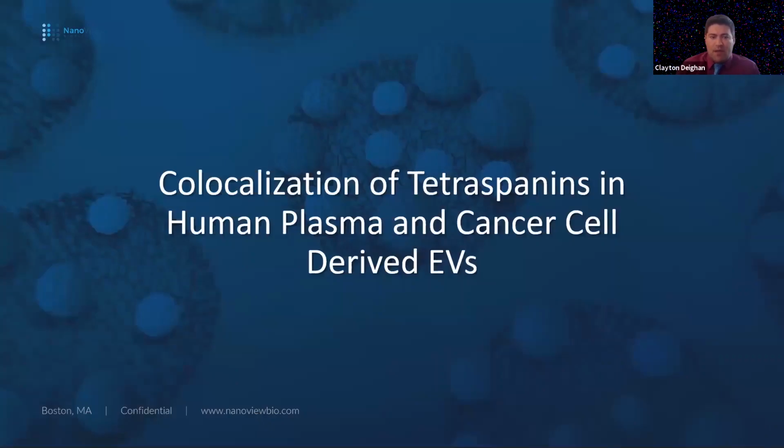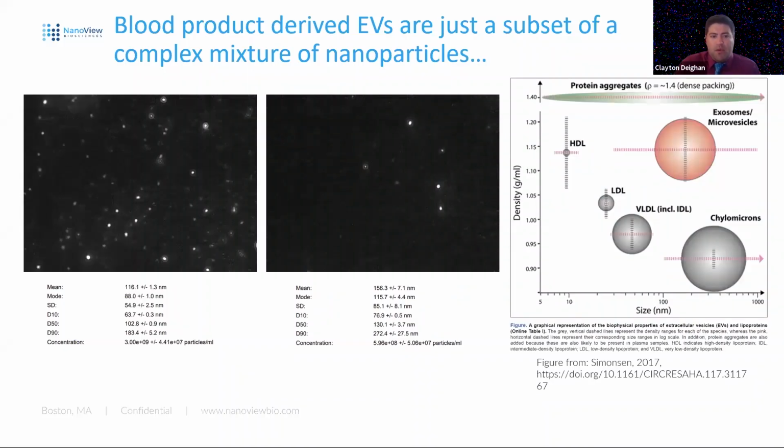We can take this another step further and look at the colocalization of tetraspanins in human plasma and cancer cell-derived EVs. Here's something familiar.